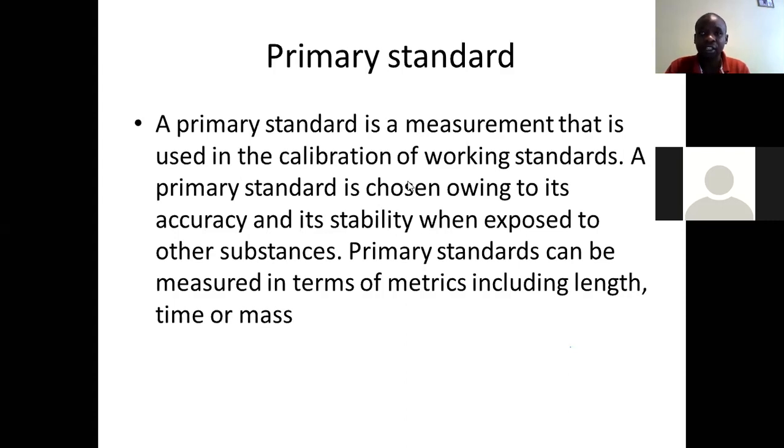As you have said, it is chosen owing to its accuracy and stability. It is a replica of what is kept in the international laboratories. A primary standard can be measured in terms of metrics, including the length, the time, or the mass. So a primary standard, basically, is the standard which is a replica of the international standard and is usually kept at the national level or a region.